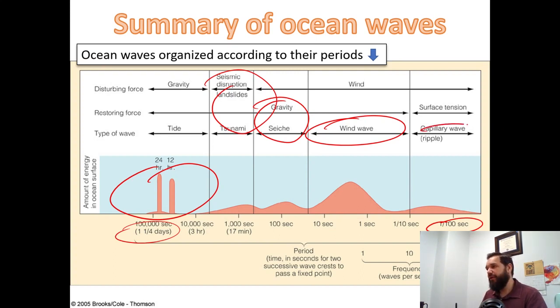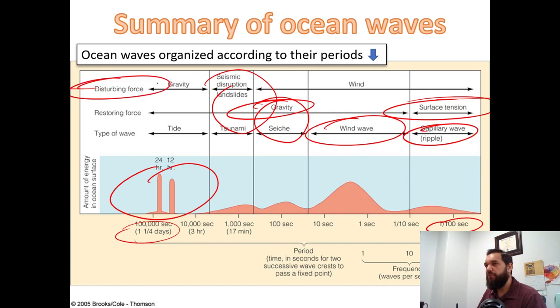And then we have capillary waves, which are like the ripples on the surface that have very, very short periods indeed. The restoring force for all these is gravity, except for capillary waves, which is surface tension. The disturbing force is gravity for tides, seismic disruptions for tsunami waves, and wind for the rest of these. That's usually the disturbing force.